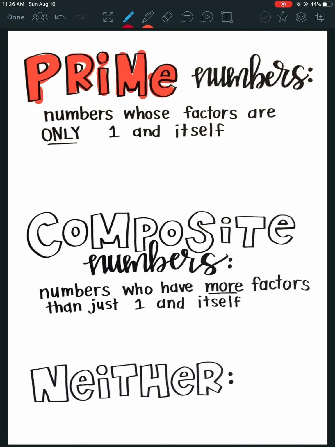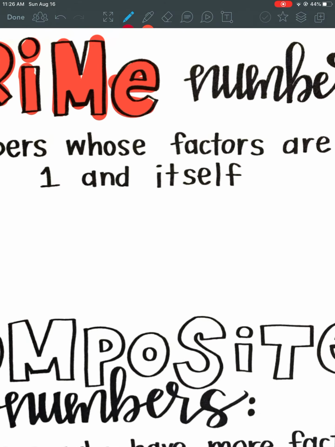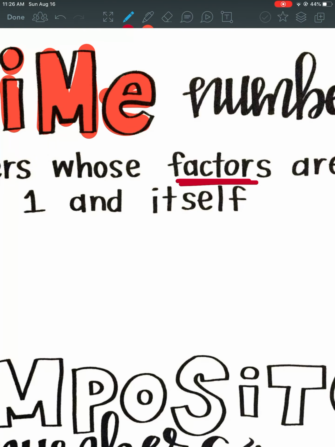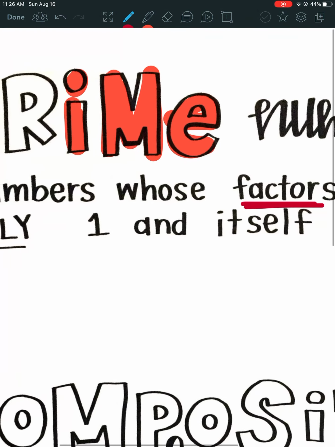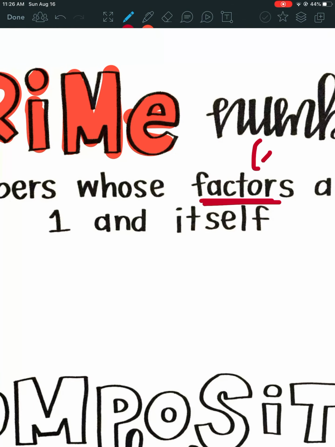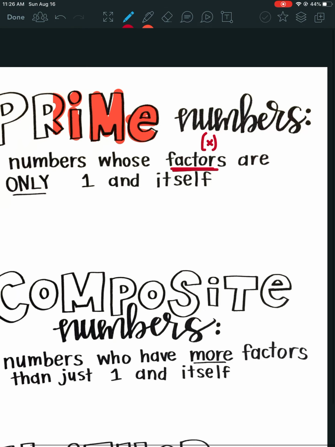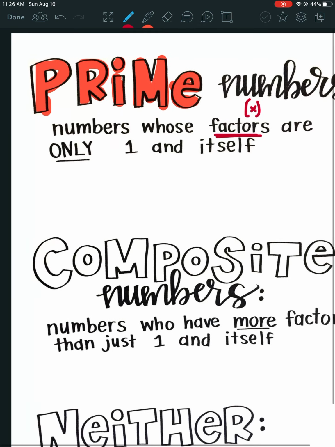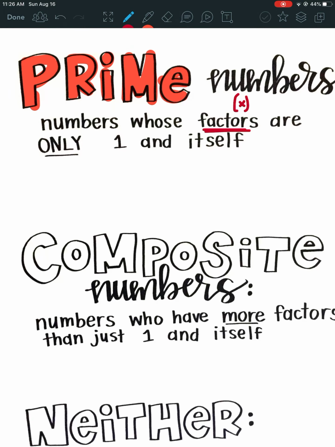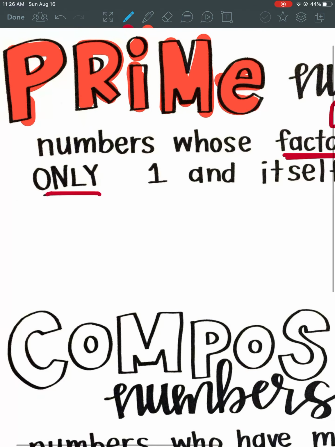Prime numbers are numbers whose factors, I want you to think about, that means multiplying. Any two numbers that we multiply together, that's what we call factors. So 2 times 3 is 6. 2 and 3 are the factors of 6. Prime numbers only have two factors. They only have 1 times itself.